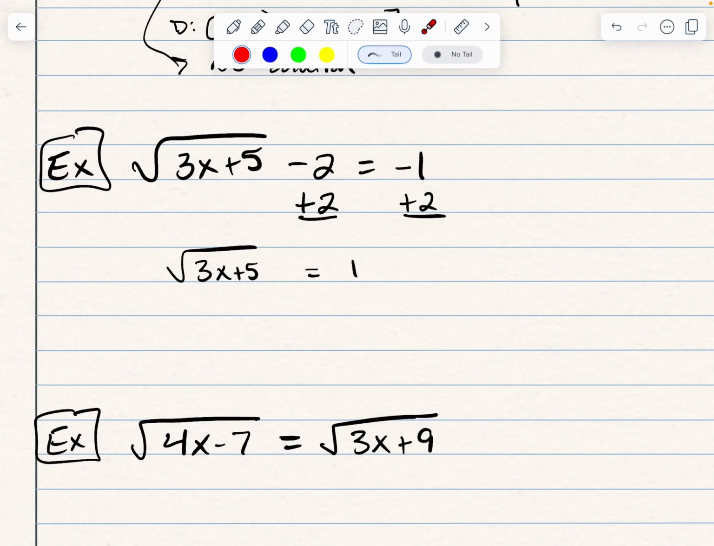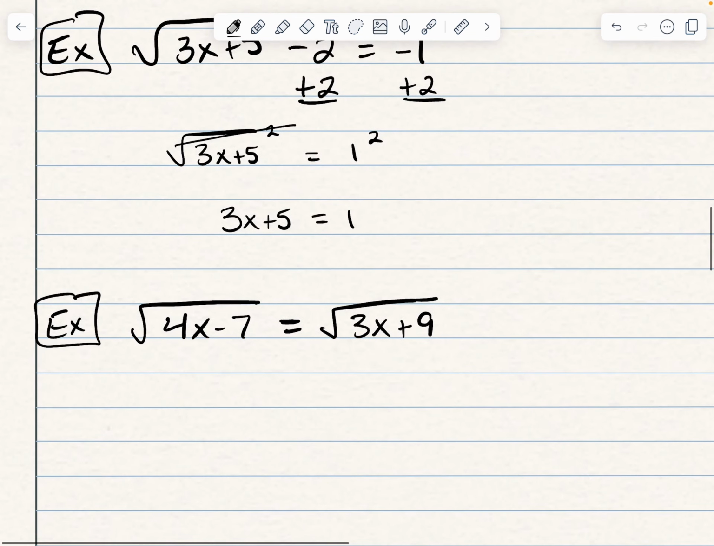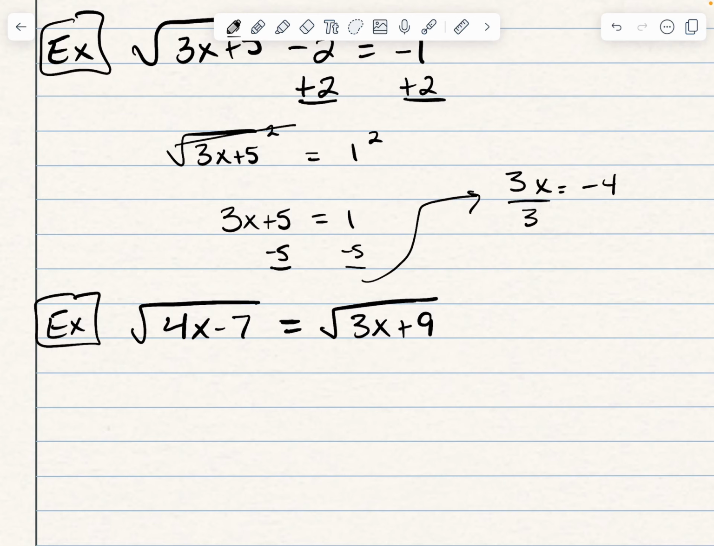Now I'm looking at this line. I'm saying, hey, I need to undo this square root to isolate the x. So I'm going to square both sides to undo that square root. It's just going to leave me with 3x plus 5. Since I squared the left side, I have to square the right side. 1 squared is 1. Now I have just a two-step equation. I need to subtract the 5 and divide by 3. Subtract 5, that's going to give me 3x equals negative 4. When we divide by 3 to get x by itself, we get negative 4 over 3.